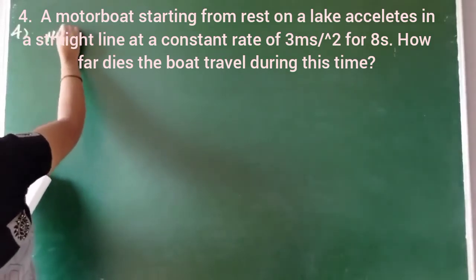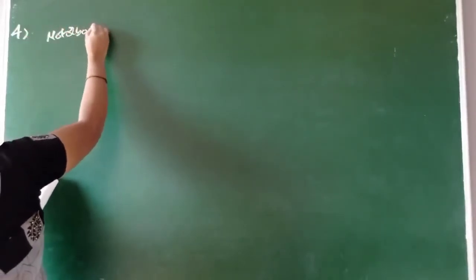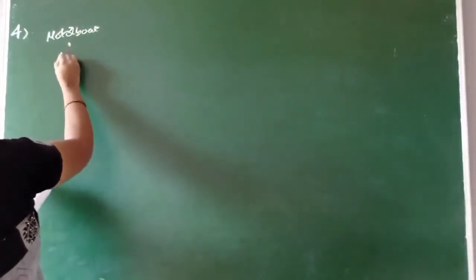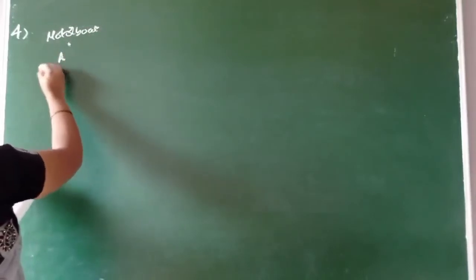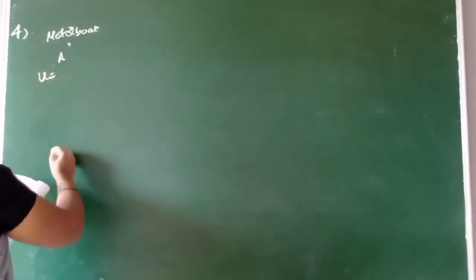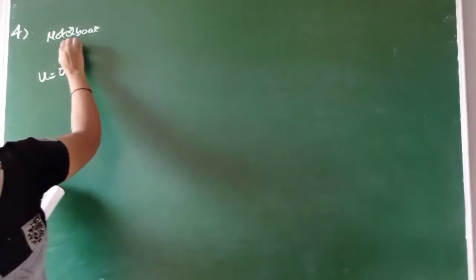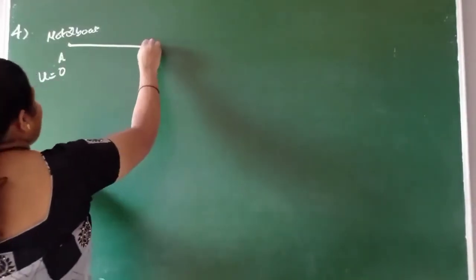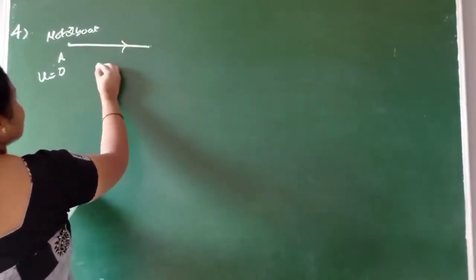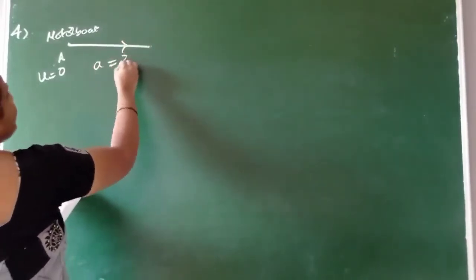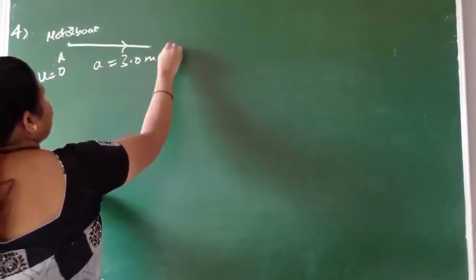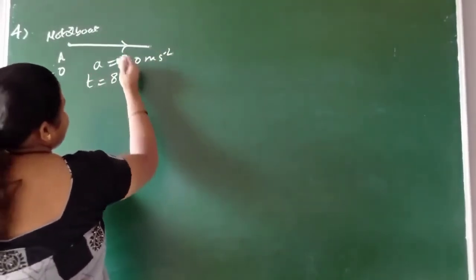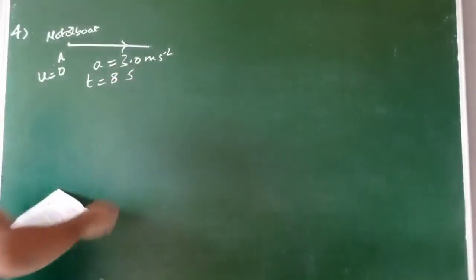Let us imagine this motorboat is starting from rest. Let us say this is a point A which is at rest. Means at this moment his initial velocity will be 0 and he'll move in a straight line with a constant rate. Acceleration is 3 meter per second square. For how much time will it take? 8 seconds. Isn't it, children? 8 seconds he will take.